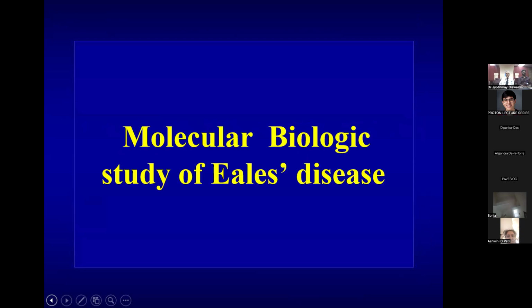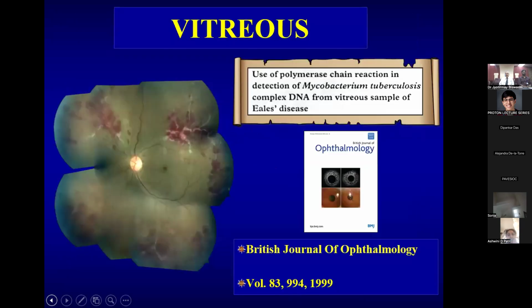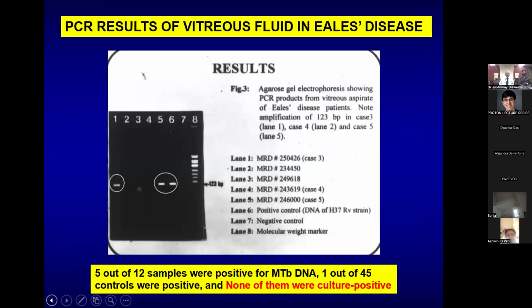We did several molecular biologic studies of Eales disease specimens, and this was published in the British Journal of Ophthalmology. Using polymerase chain reaction, we detected Mycobacterium tuberculosis complex DNA from the vitreous samples of Eales disease patients undergoing vitrectomy. In comparison to the control, 5 out of the 12 samples, almost 50%, were positive for MTB DNA. None of them were culture positive, indicating that latent Mycobacterium tuberculosis DNA was seen in the vitreous fluid in Eales disease patients and may play an important role in pathogenesis.